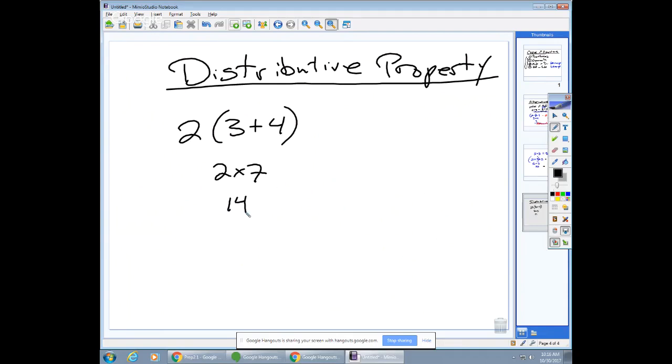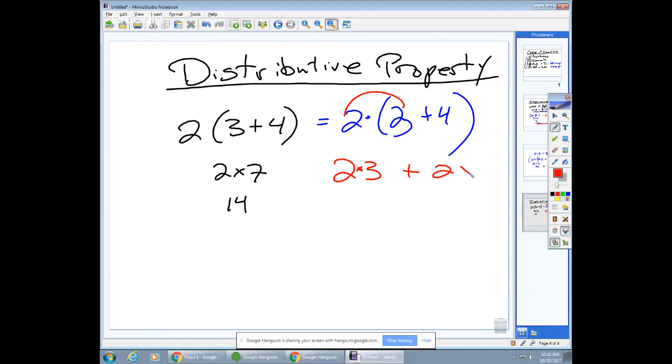The distributive property says, hey, well, you can do this a different way if you want. Distributive property says you can take that multiplication by the 2 and bring it inside the parentheses. So I could say, hey, this is 2 times 3. And I can do the 2 times 4. So the distributive property gives me another option.